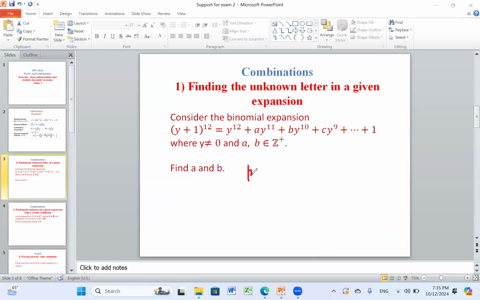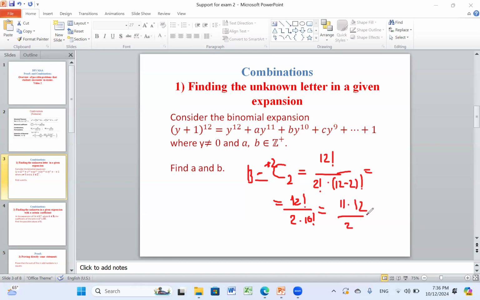If you want to find b, let's find b. The corresponding coefficient at y to power 10 should be 12 combination of two elements out of 12. So this is the coefficient of y to power 10. It's equal to 12 factorial divided by 2 factorial times (12 minus 2) factorial. In this case, we get 12 factorial divided by 2 times 10 factorial. Actually, 12 factorial and 10 factorial cancel each other. We get 11 times 12 divided by 2. 12 divided by 2 is 6, so it's going to be 66. So b is 66.